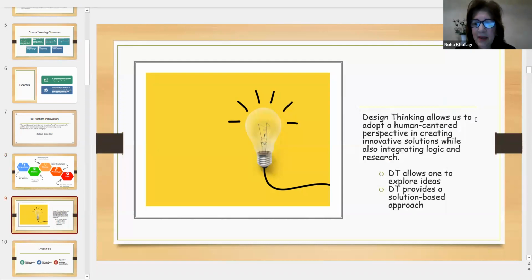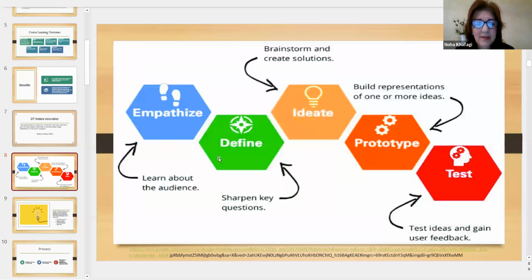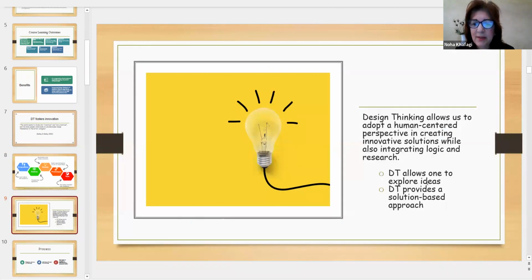Okay, so design thinking allows us to adopt a human-centered perspective in creating innovative solutions while also integrating logic and research. Now here, if you go back, all these steps are human-centered steps. And I'm going to explain them fully. So design thinking allows one to explore ideas, and it provides a solution-based approach. Now, how did I use it with my academic course?